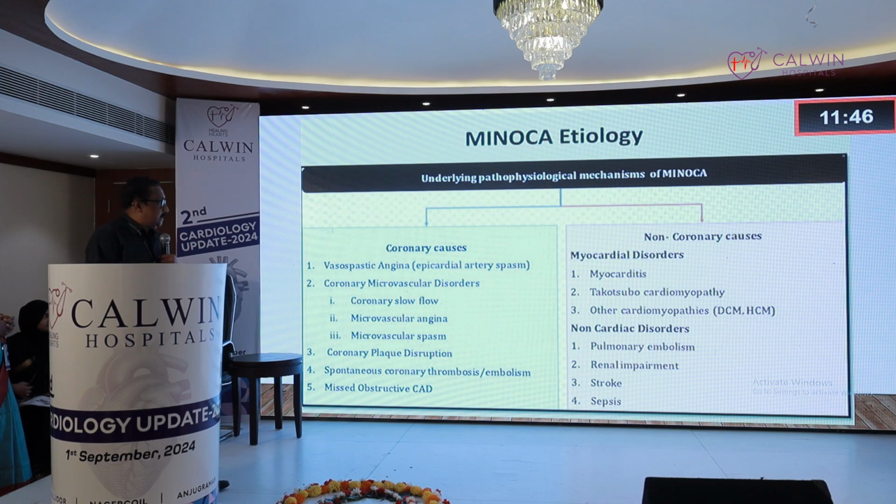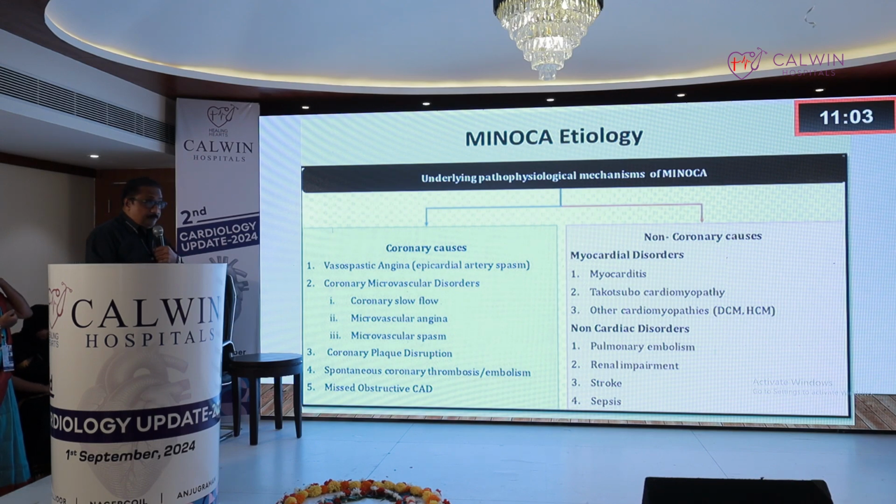So the etiology: you have the coronary causes, which can be coronary spasm or microvascular problems leading to coronary slow flow and microvascular spasm, and coronary plaque disruption, most important, like plaque erosion or plaque rupture, or spontaneous coronary artery dissections, which are sometimes not seen in the coronary angiogram. Then coronary embolism or in situ thrombosis: in various thrombophilic situations you can have in situ thrombosis within the coronary arteries, or embolism from elsewhere, such as a patent foramen ovale or a vegetation and things like that.